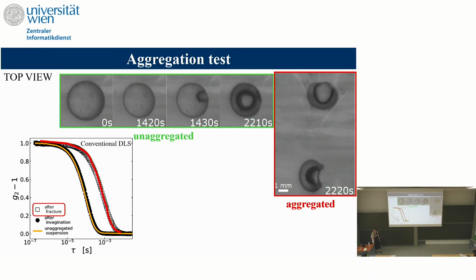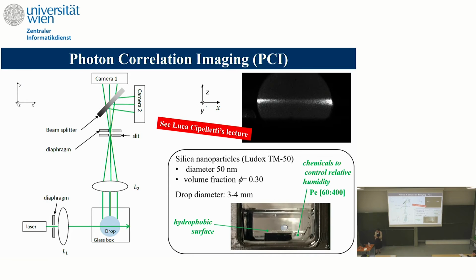So this shape instability doesn't need particles to be aggregated into a solid. Then we can do a PCI on the drop. Basically, this is what Luca showed yesterday. We shine a laser through a diameter of the drop while it's drying, and we look at the dynamics at different positions, in the center of the drop and at the periphery.